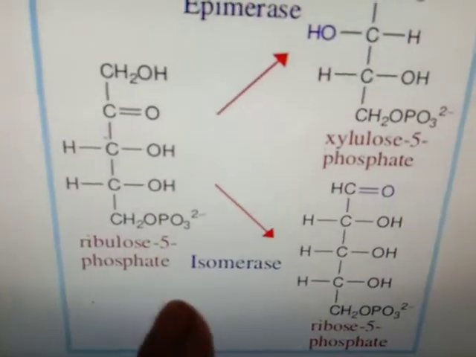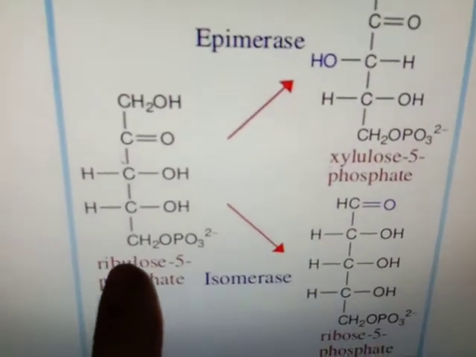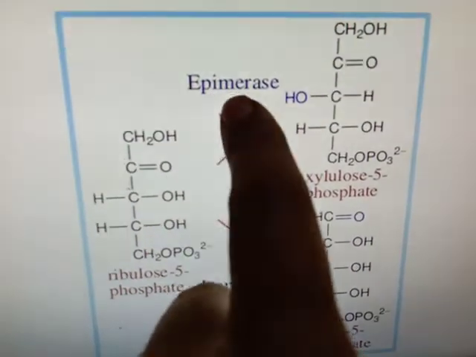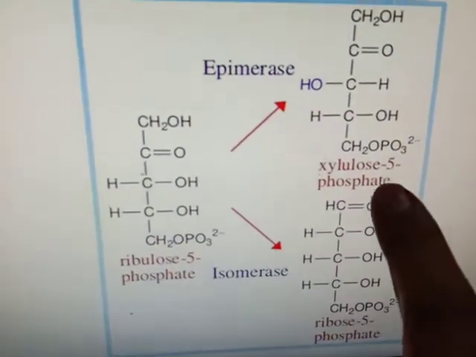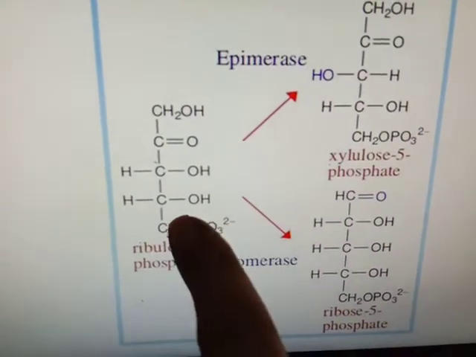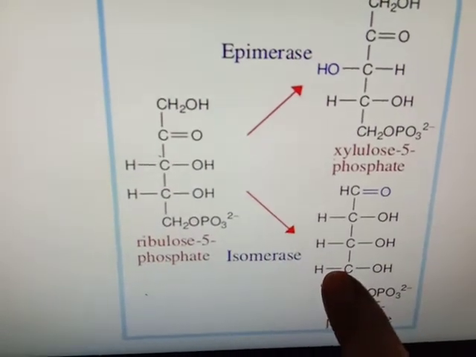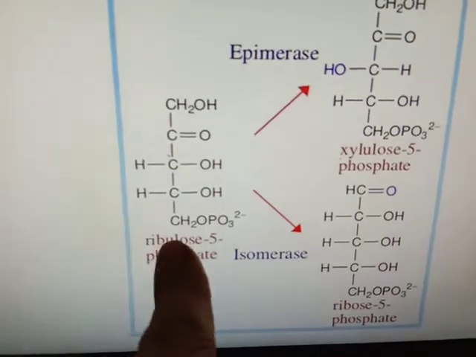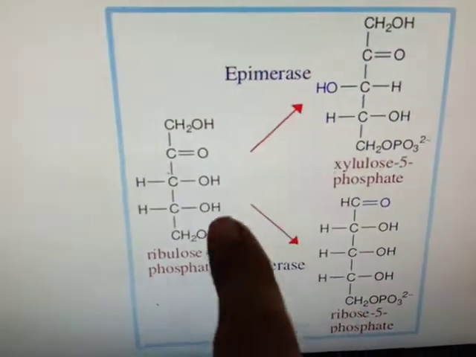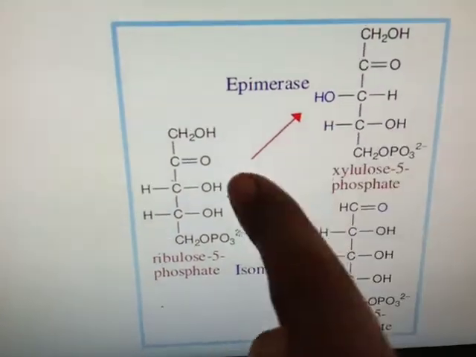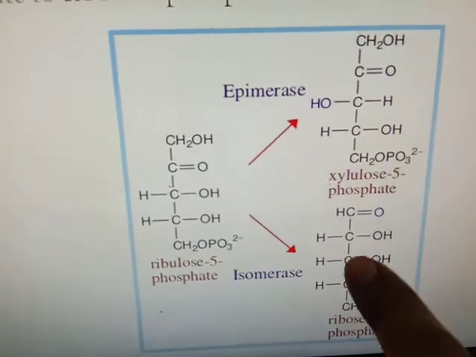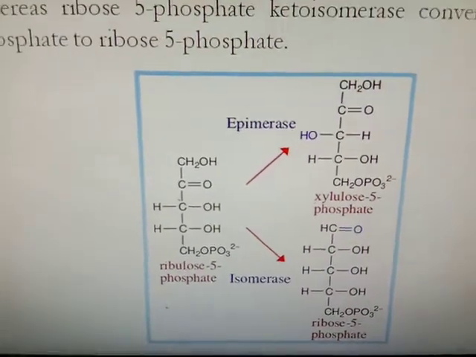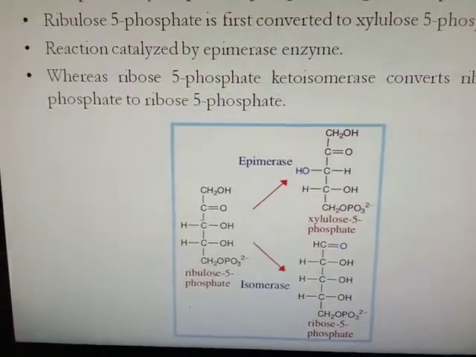So in the non-oxidative phase, the ribulose 5-phosphate is synthesized. By the enzyme epimerase, it is converted into xylulose 5-phosphate, whereas 50% will be converted into ribose 5-phosphate by the enzyme isomerase. The same substrate but different enzymes will convert the molecule into two different products. One is xylulose 5-phosphate and another is ribose 5-phosphate.